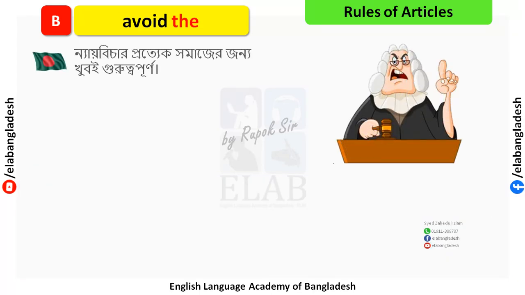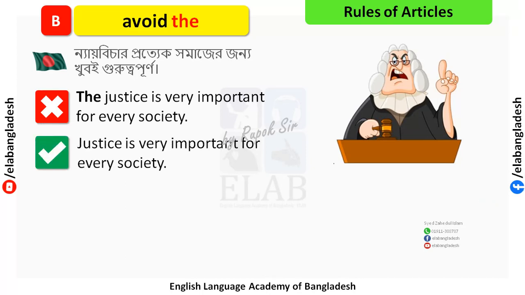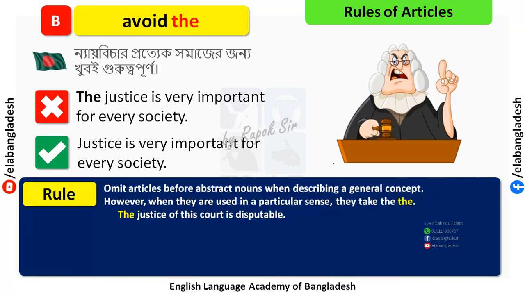Justice is very important for every society. Omit articles before abstract nouns when describing a general concept. However, when they're used in a particular sense, they take the. The justice of this country is disputable.